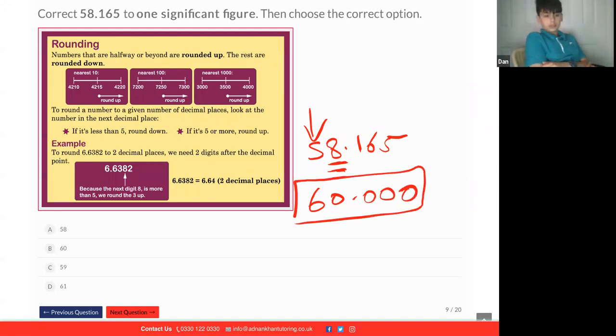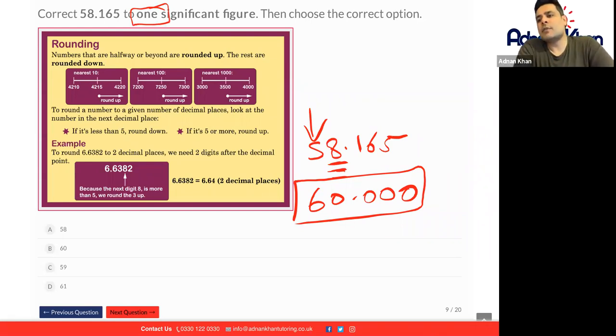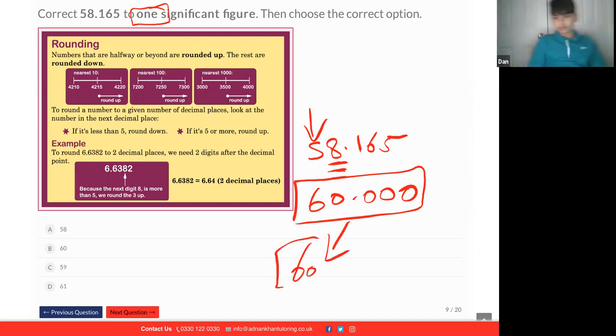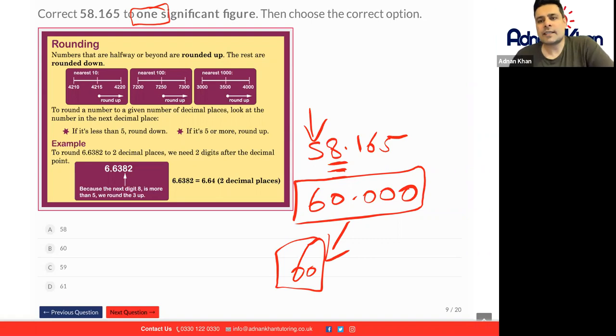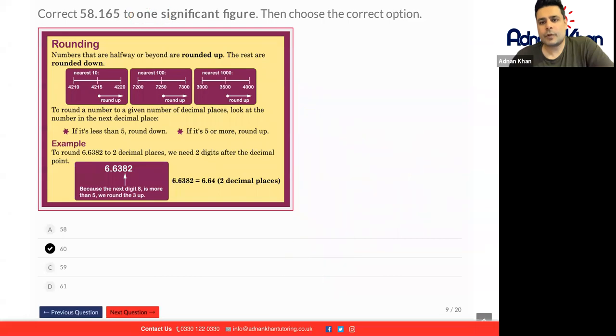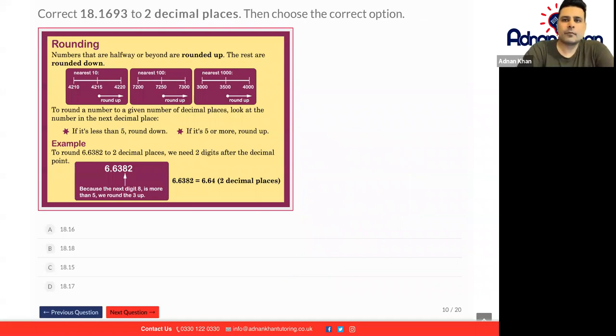Right, Dan? Yeah. Because we're only looking at the first significant figure according to our question. And then we don't need to include 0.000 because that means exactly the same thing. It just means 60. So then we just choose 60 as we go along, okay? Good. And have a go at this one as well, Dan. So just read the question for me.